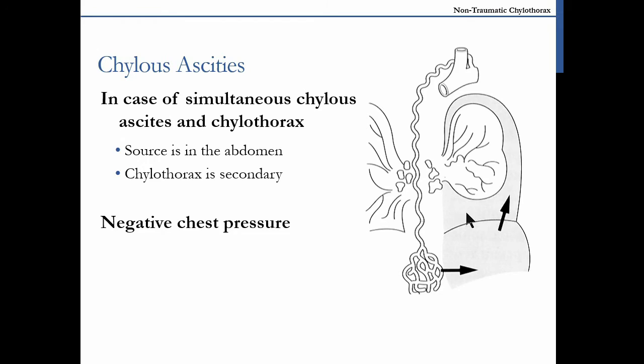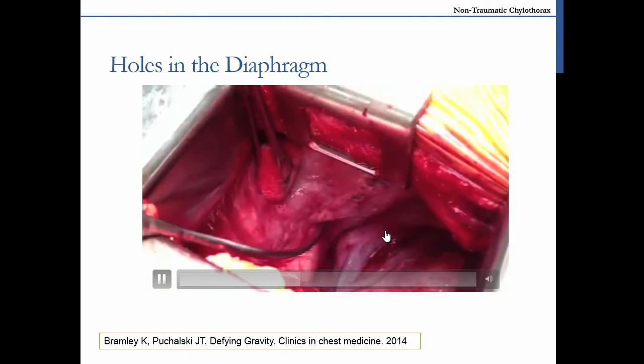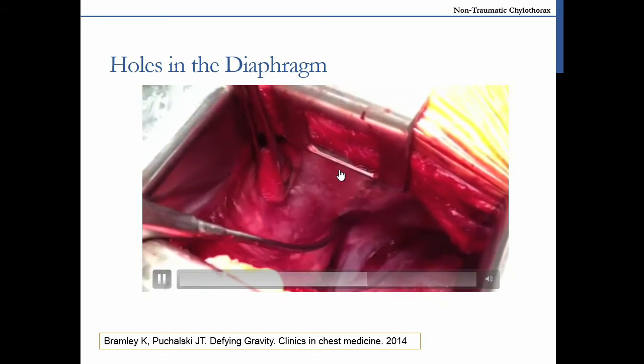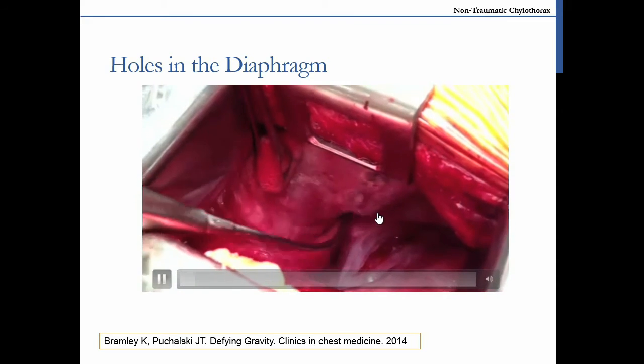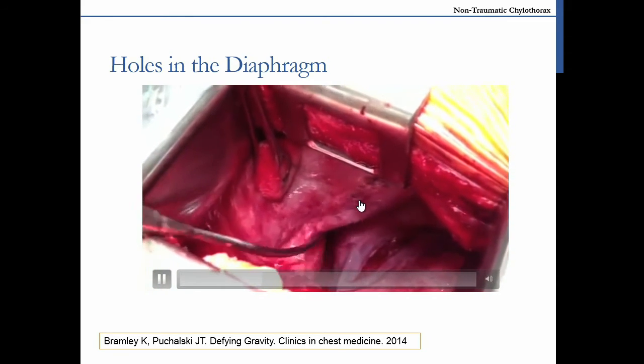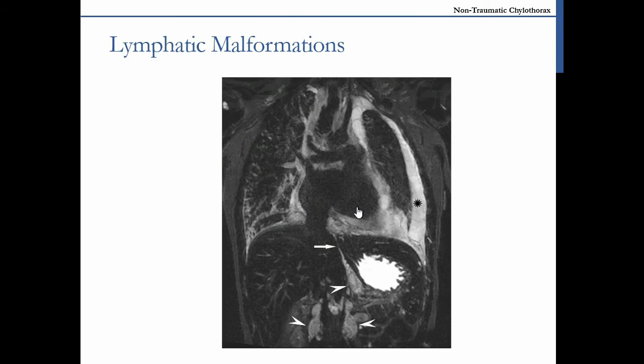This is intraoperative images. This is the diaphragm. The patient with chylous pleural effusion, you can see here holes in the diaphragm and contrast coming from below the diaphragm into the chest cavity.